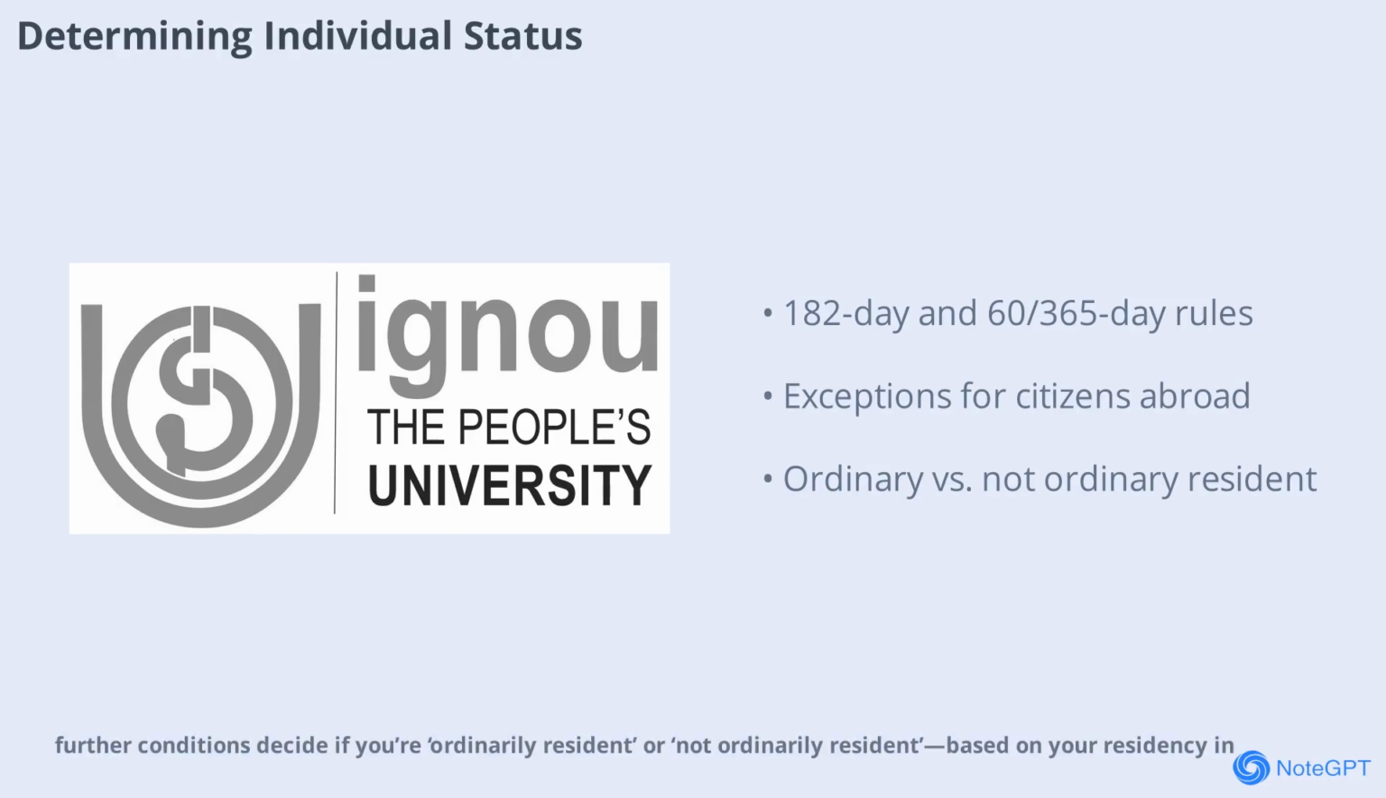Once residency is established, further conditions decide if you're ordinarily resident or not ordinarily resident, based on your residency in the past 10 years and total days spent in India over the last 7 years. If neither basic condition is met, you're a non-resident. These rules ensure that your tax liability matches your actual connection to India. Real-life examples like Mr. Anil or Mr. Mayank show how these rules work in practice.